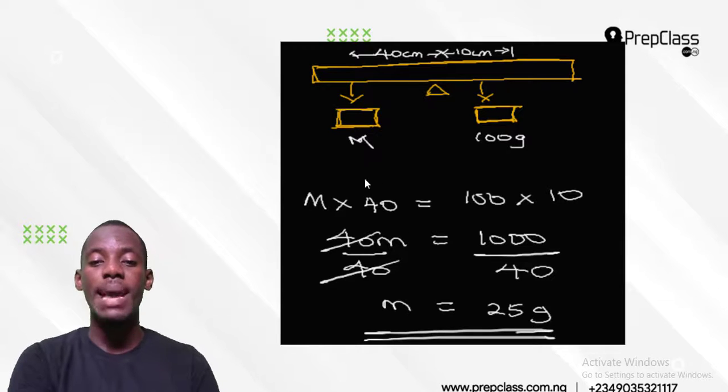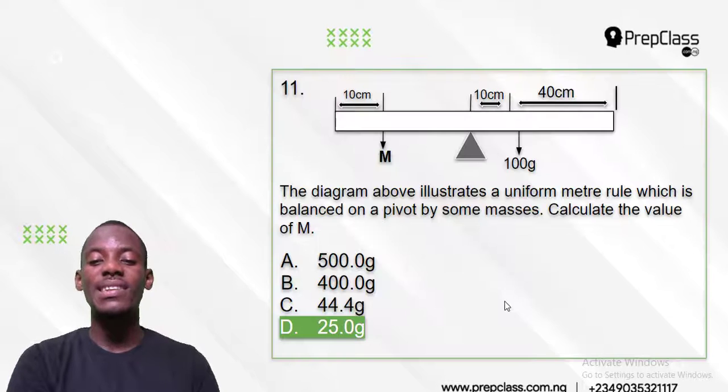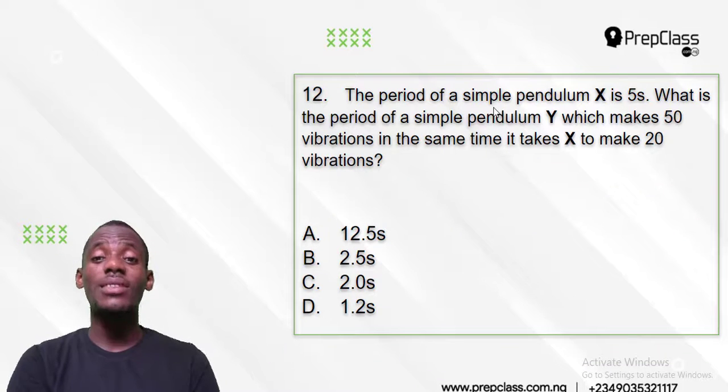So I will now find the mass M here. Very easy. 40 times M is 40M, equals 100 times 10, which is 1000. Divide both sides by 40. 1000 divided by 40 is 25 grams. And that is a simple answer to the simple question. Just find the distance from here to the middle and from here to the middle, multiply each mass by its distance, and equate them, then get your answer. That's just the easy answer to the easy question.